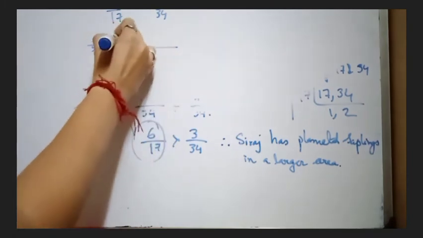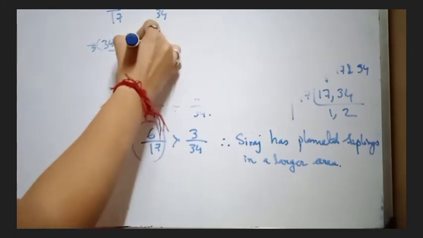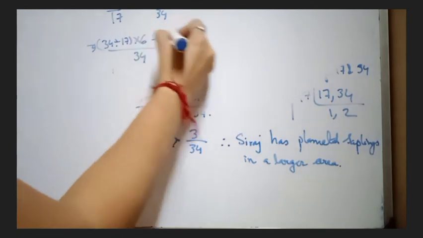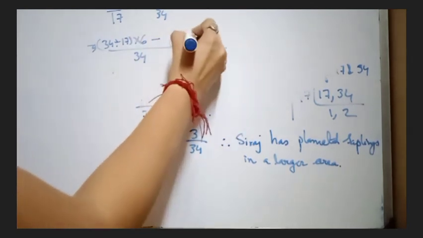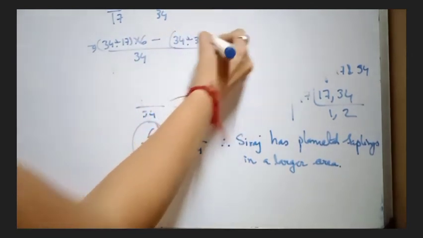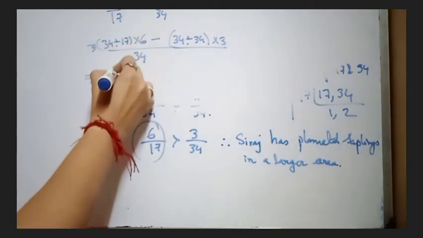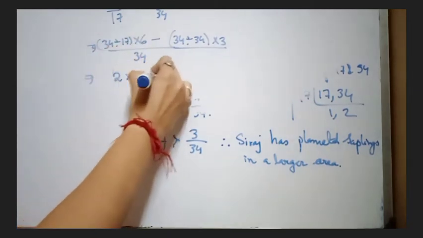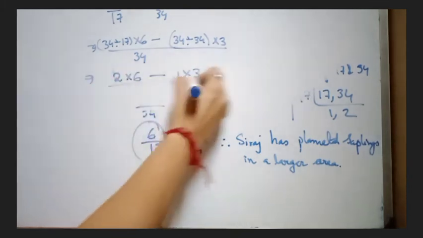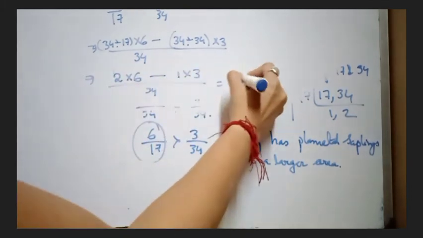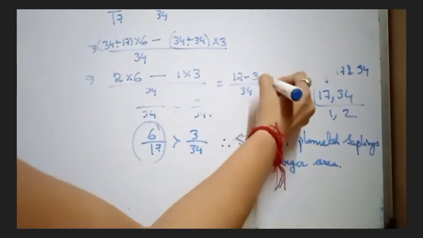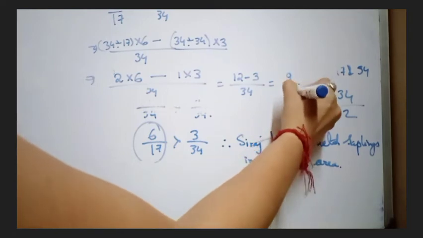So 34 divided by 17 into 6 is the first one. The next one will be 34 divided by 34 into 3. Now 34 divided by 17 is 2, 2 into 6 is 12, and this will be 1 into 3 by 34. Now this is 12 minus 3 by 34. Now 12 minus 3 is 9 by 34.